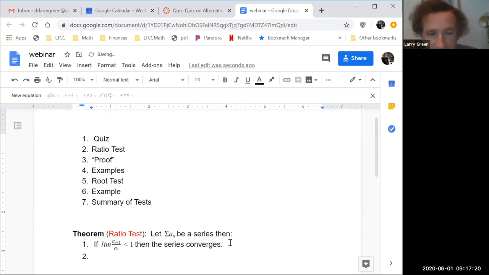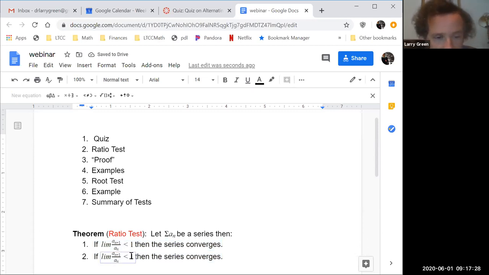2. And the nice thing is I can copy, paste, and just change a couple things. If the limit is greater than 1, so now you look at the next term and it's got bigger, then what should be true?